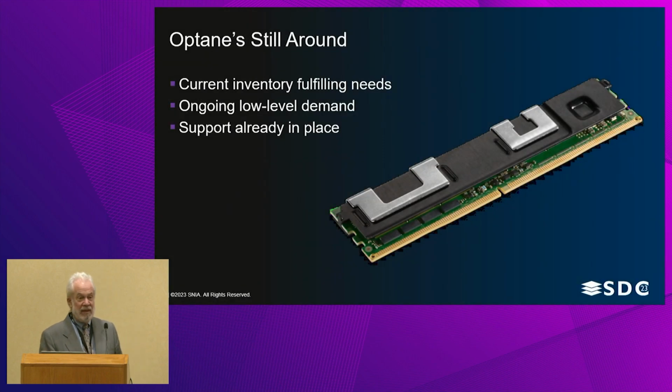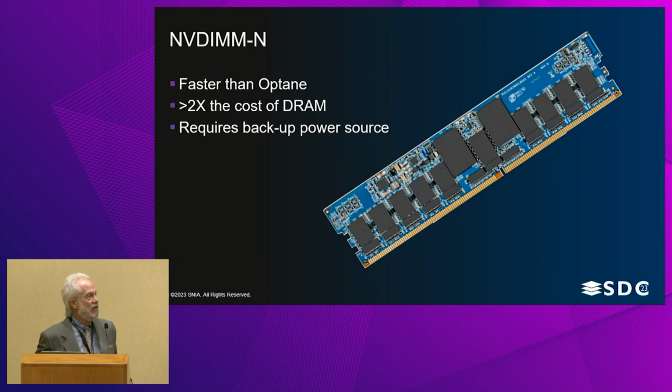So this is Optane. It's still around. The current inventory is fulfilling needs, and it probably will for a number of years. There is ongoing low-level demand, and that's going to keep Intel in that business. They're just not talking about it anymore. And there's an awful lot of support already in place, thanks to a number of SNIA members, because SNIA put together the persistent memory programming standard, and that ended up being what caused Optane to work in the applications in which it works.